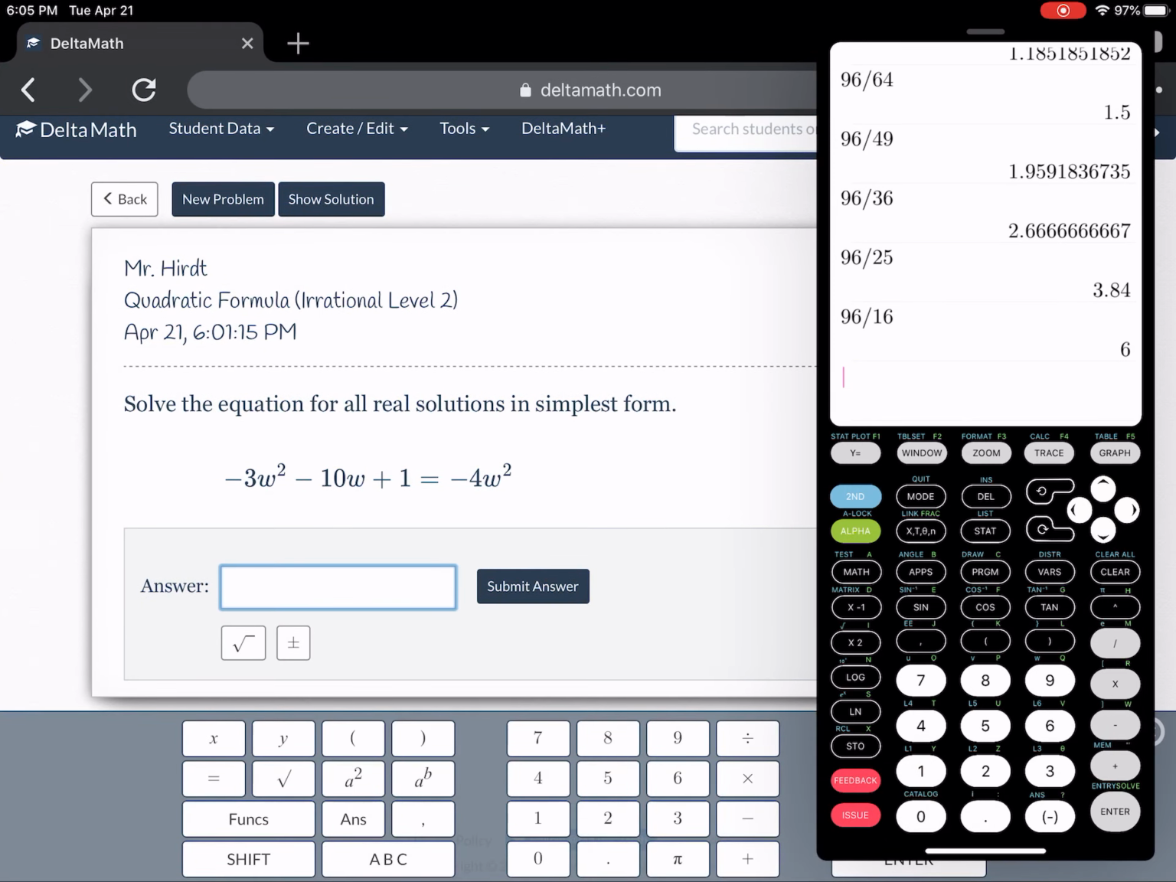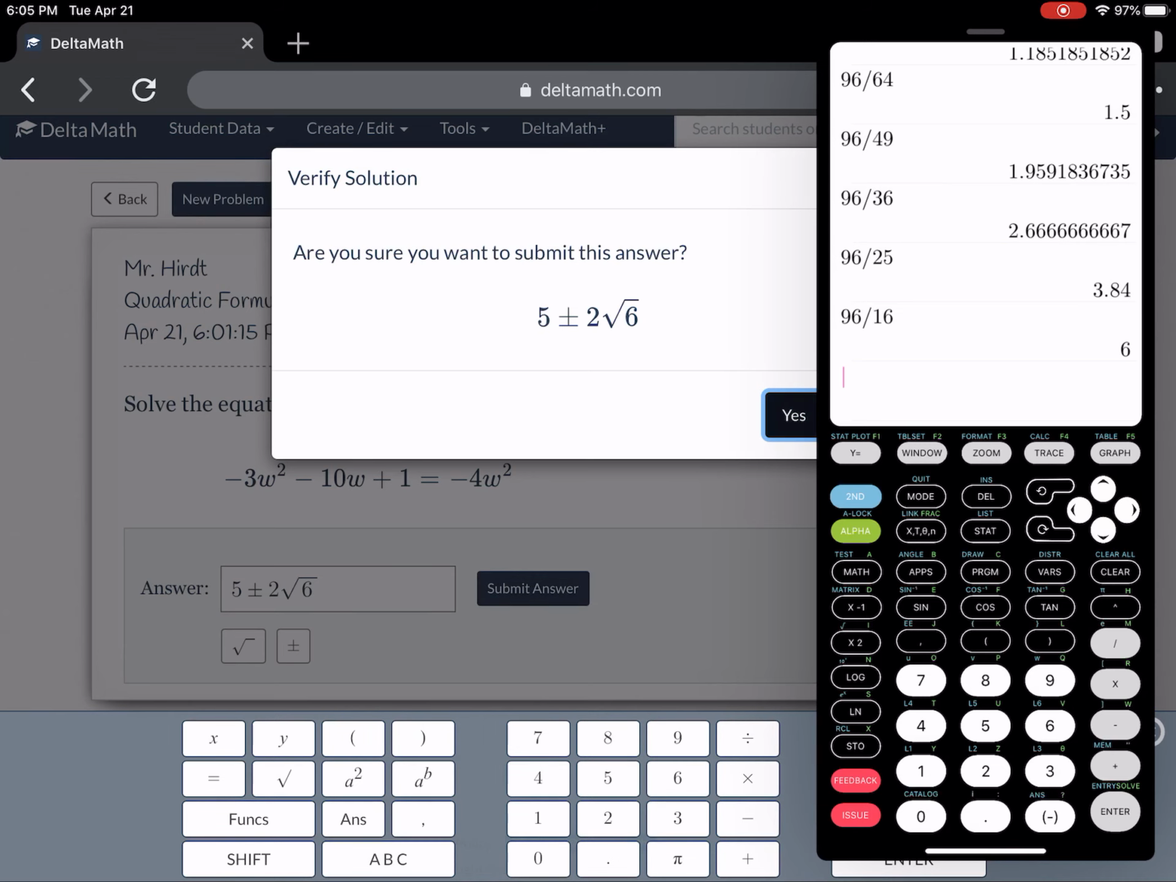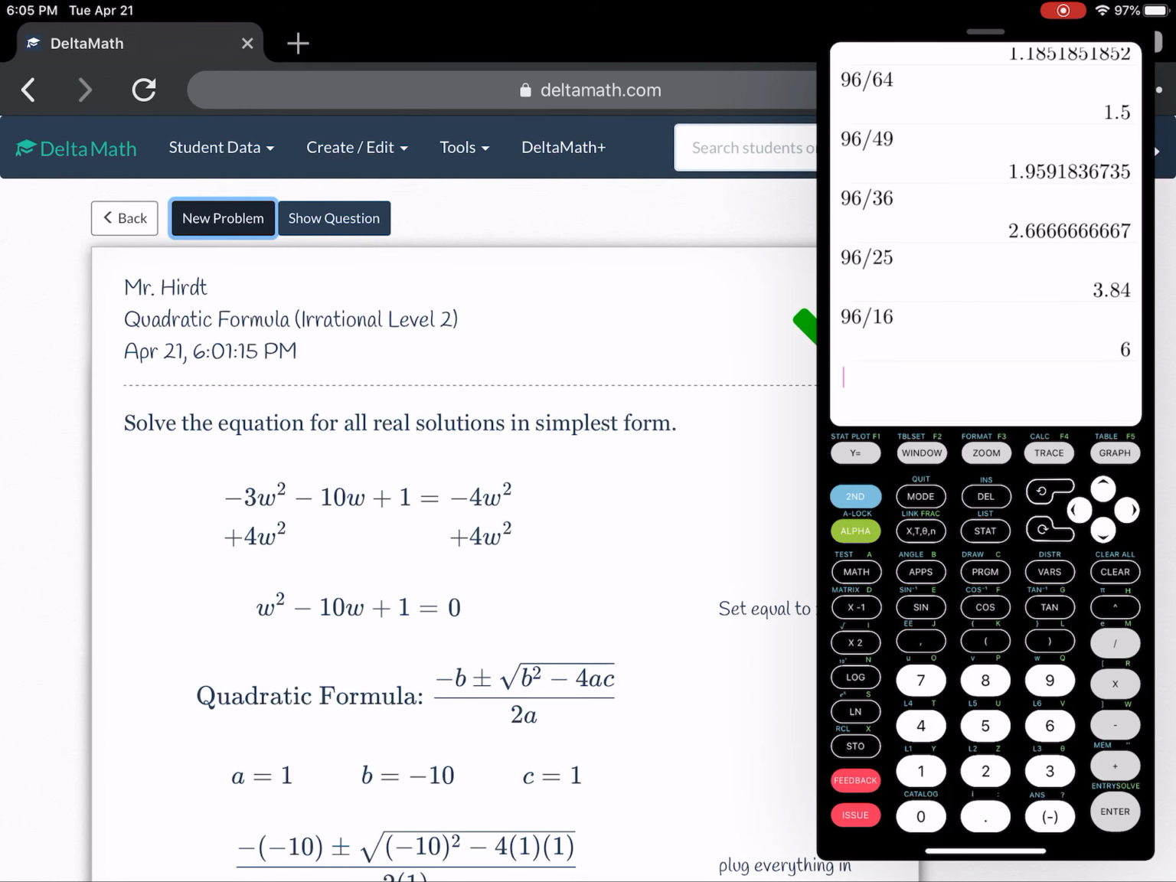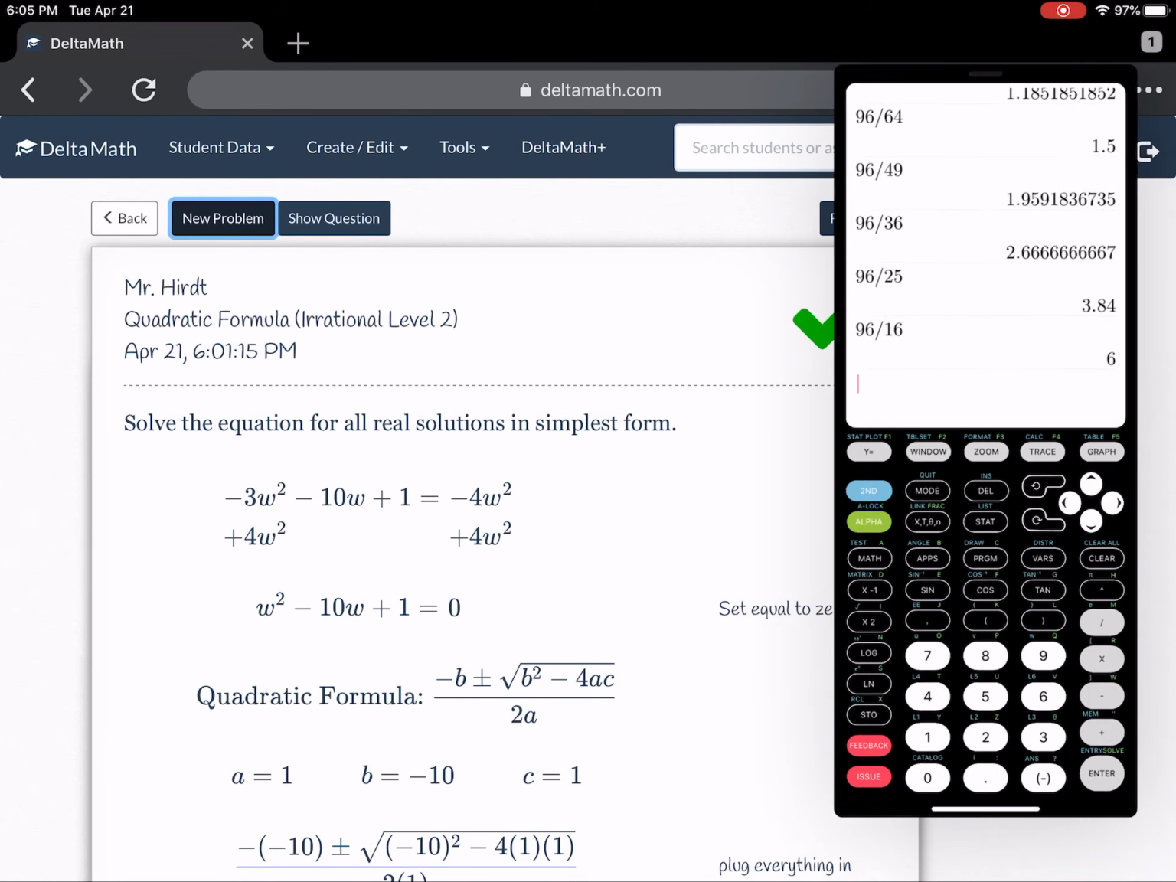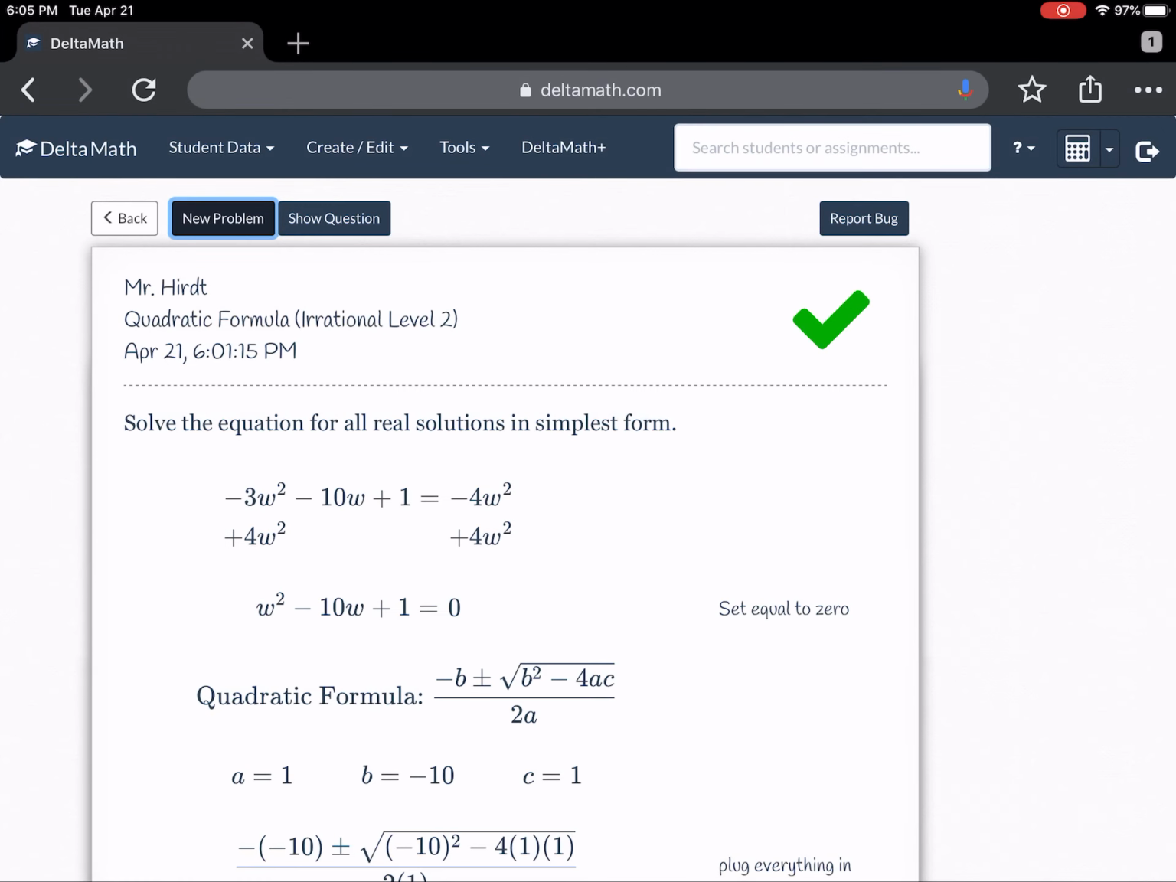Let's give that a try. So 5, hit the plus or minus button, 2 radical 6. We're going to submit that as our answer. You can see the remnants of the green check mark. Okay, and we're good to go.